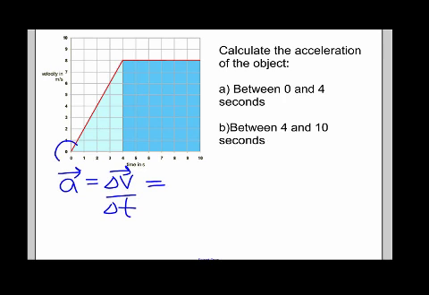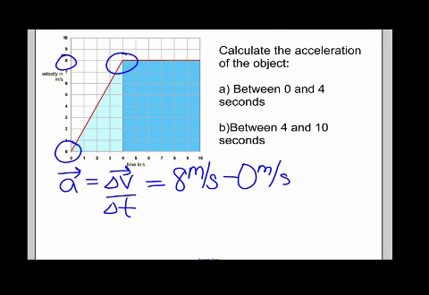My section A, I have 0, 0, and 8, and 4. So I can say my change in velocity is final velocity minus initial velocity. My final velocity up here at the top is 8. Velocity is measured in meters per second. My initial velocity, it started at 0, again, meters per second. On the bottom of this equation, I have a final time of 4 seconds and an initial time of 0 seconds.